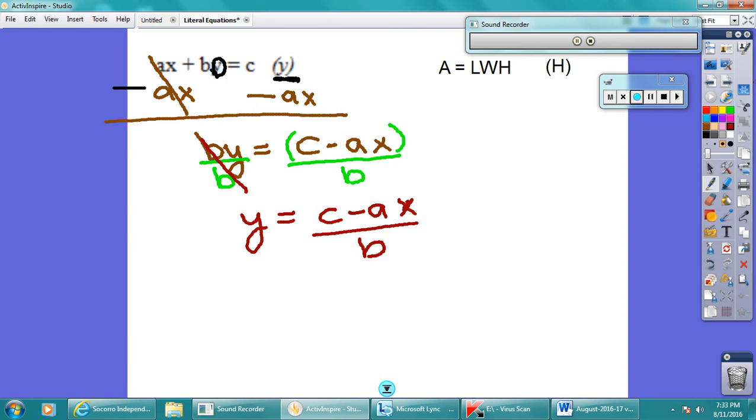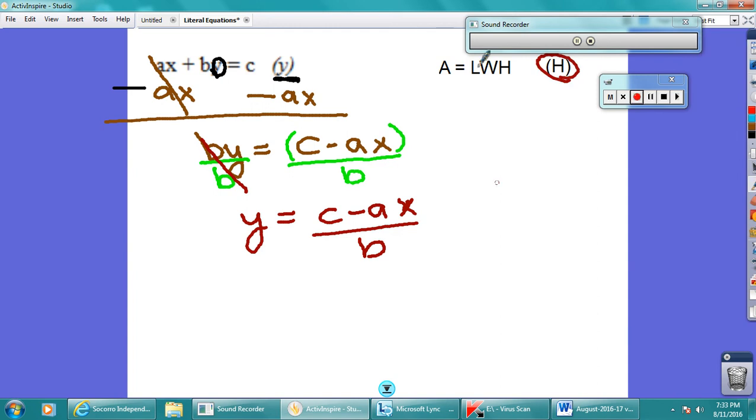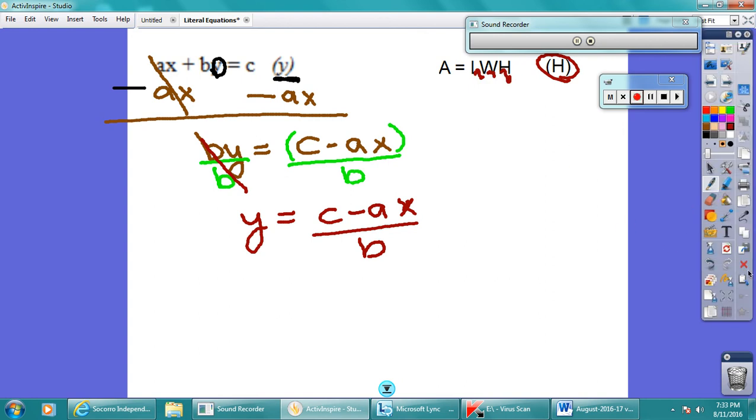Okay, now let's go into the next one. A equals LWH. That's area equals length times width times height. We're solving for H. We're going to do the same thing. Now look what's happening here. L, W, and H are all being multiplied together. So watch what we're going to do.